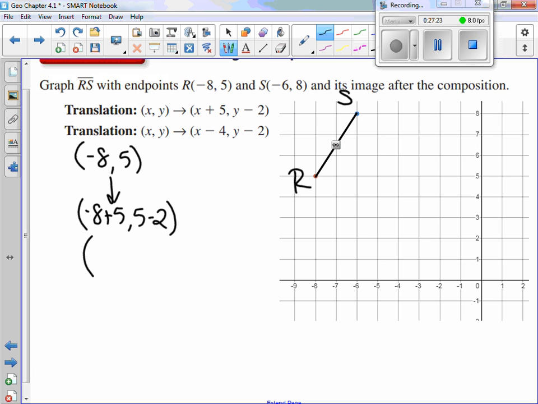Well, negative 8 plus 5 would be negative 3, because negative 8 plus 5 is negative 3. 5 minus 2 would give me 3. So our R is now at R prime at negative 3, 3. And we can graph that point, negative 3, 3. This here is R prime. Let's do the same thing with S.